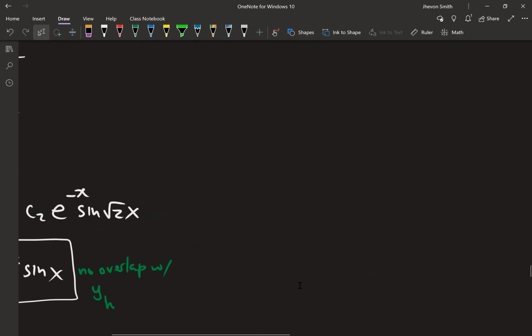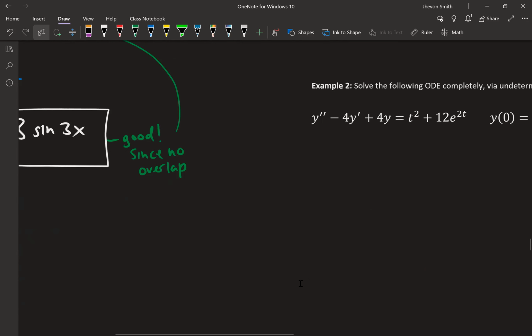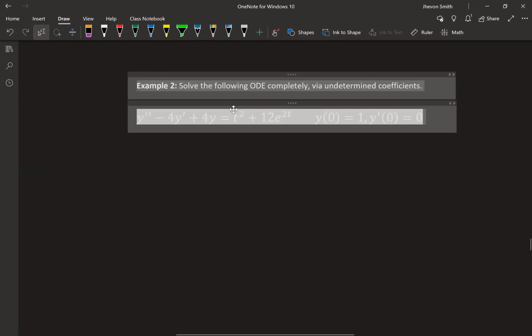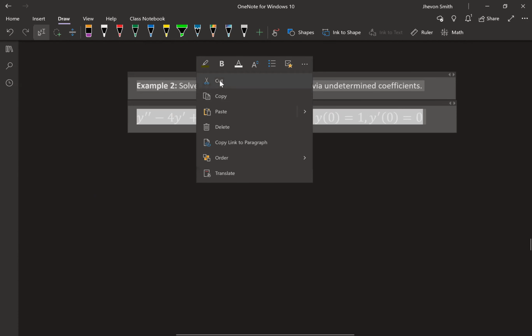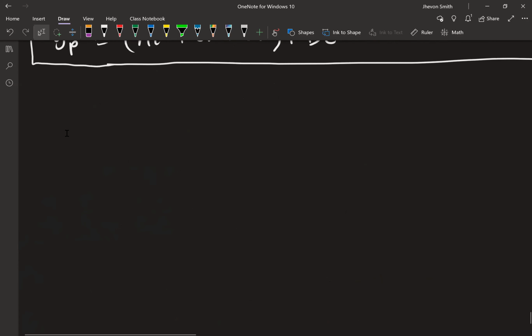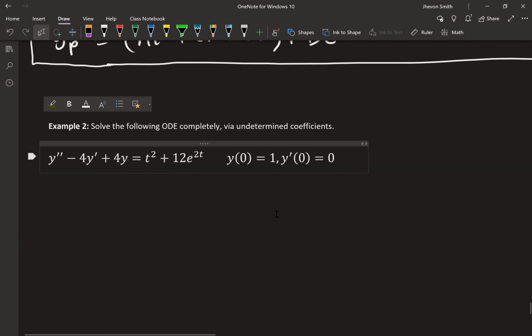All right. Now let's do the culminating example. We are going to do a full example from start to finish with all the bells and whistles. Not only are we going to find the general YP, we're going to find the specific YP that is going to get the job done. Then we're going to apply initial conditions to find the arbitrary constants for the homogeneous solution. So this is a full-fledged, fully worked out problem.